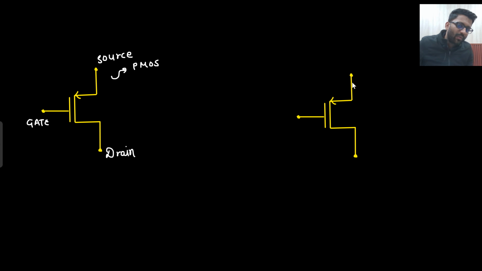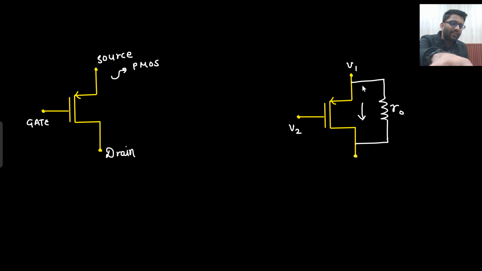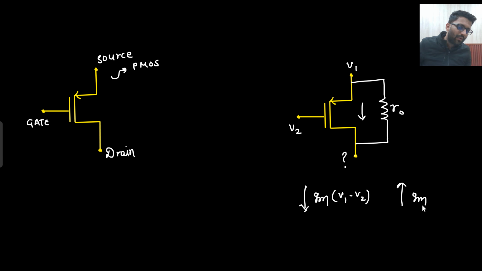Between source and drain, how much resistance is there? R naught. If this potential is V1, if this potential is V2, can you write down the current in MOS? What will be the current? Do you care about this potential for writing down the current in MOS? No, I don't care about this potential. Whatever the potential is, the current in the MOS is decided by these two. If I am writing down the current in the downward direction, that would be Gm (V1 minus V2), because I am going from V1 to V2. If I am writing down the current in the upward direction, I am going from V2 to V1, so that would be Gm (V2 minus V1).